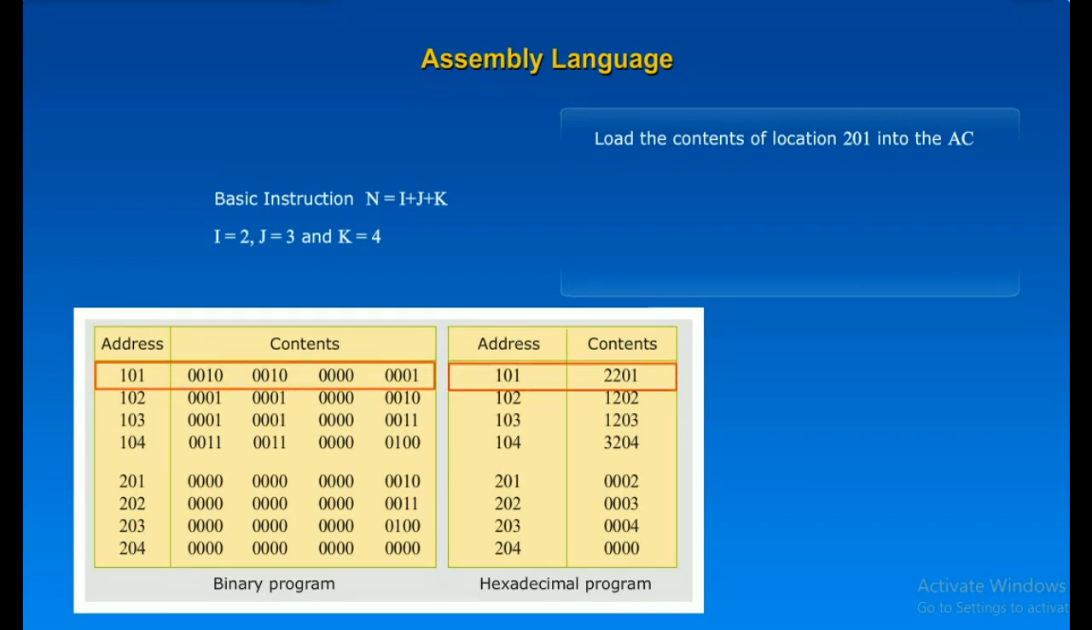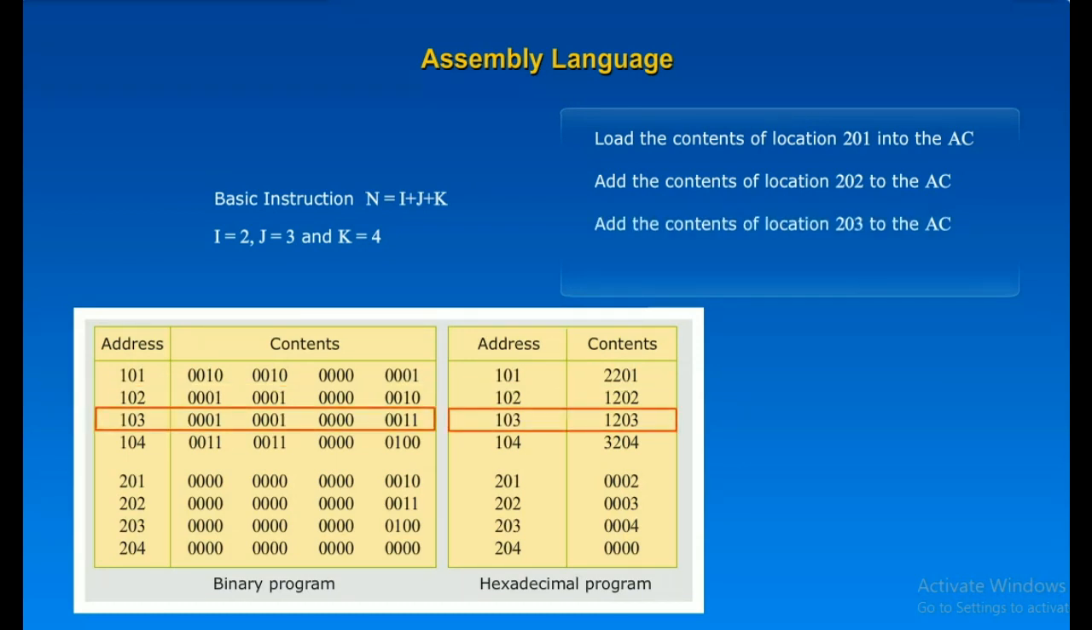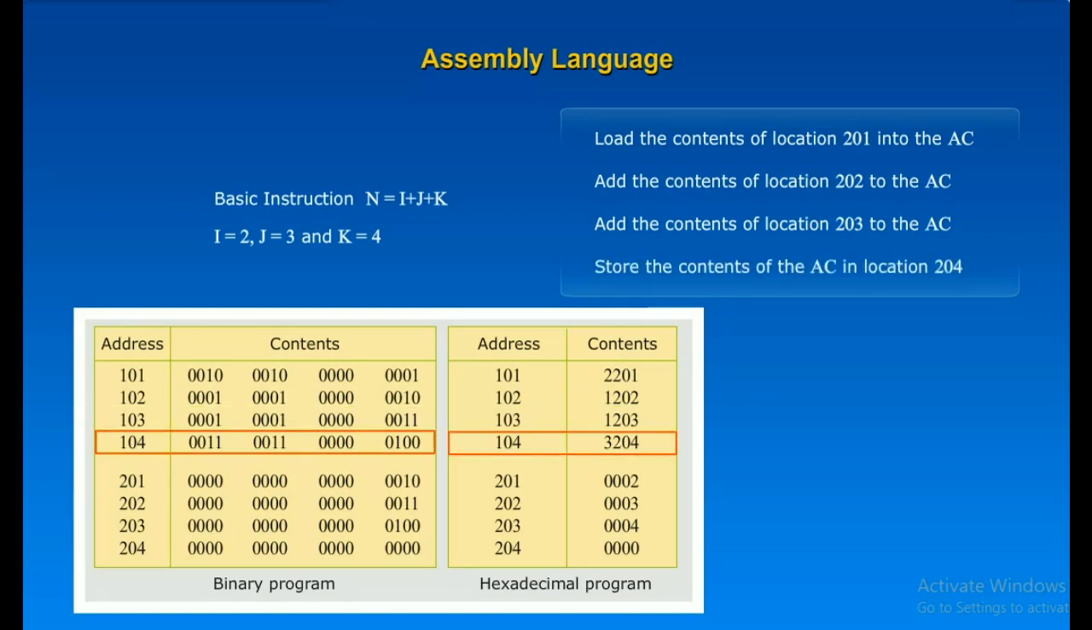Load the contents of location 201 into the AC. Add the contents of location 202 to the AC. Add the contents of location 203 to the AC. Store the contents of the AC in location 204. For more improvement, we can make use of the symbolic name or mnemonic of each instruction. This results in the symbolic program.